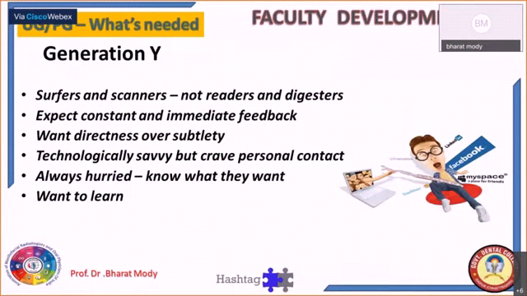On the other hand, students are generally Generation Y. So they are surfers and scanners. They don't want to read and digest. They expect constant and immediate feedback. Directness, no subtlety for them. Technology savvy, they are very good at technology. And we have to channelize that technology instead of just taking selfies. Always hurried, want to do something fast, and they want to learn.